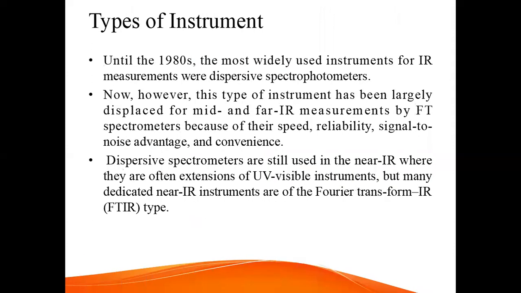Until the 1980s, the most widely used instruments for IR measurements were dispersive spectrophotometers. Now, however, this type of instrument has been largely displaced for mid-IR measurements by FT spectrometers because of their speed, reliability, signal-to-noise advantage, and convenience. Dispersive spectrometers are still used in the near IR, where they are often extensions of UV-visible instruments, but many dedicated near-IR instruments are of the Fourier transform IR, meaning FTIR, type.